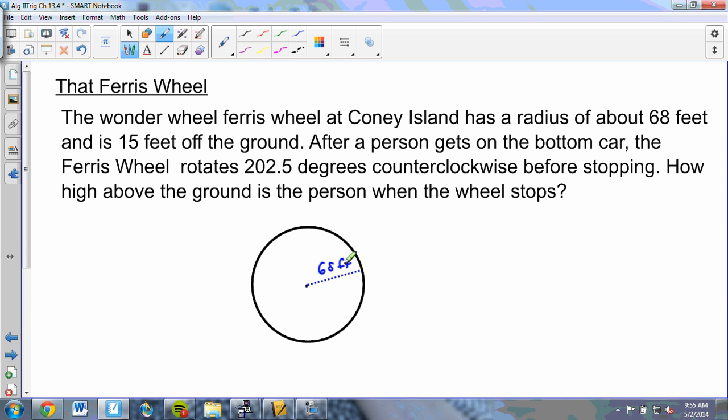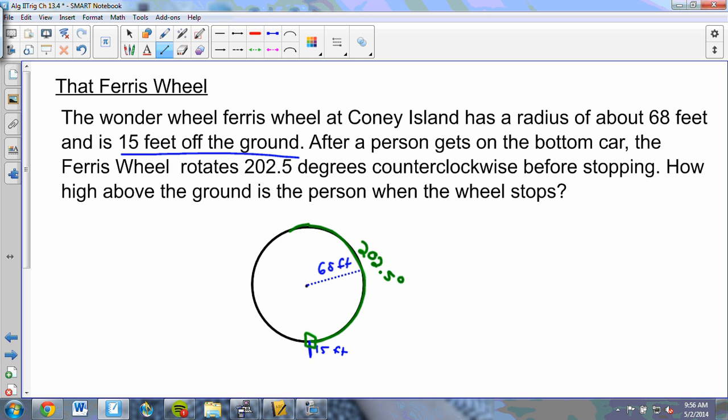It also says the Ferris wheel is 15 feet above the ground. It has to be a little bit off the ground so it can actually rotate. So the space, like from here to here, it's 15 feet. Now we've got somebody who's in a car, and that car starts on the bottom. And going counterclockwise, they travel 202.5 degrees. Well, from here to here would be 90, and from here to here would be 180. So you go a little bit further, and that total space there is 202.5 degrees.